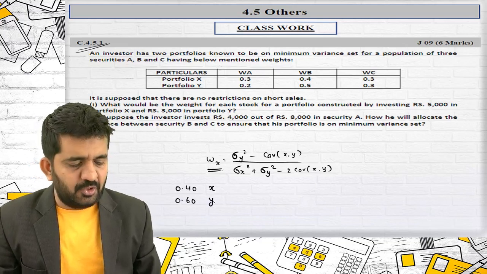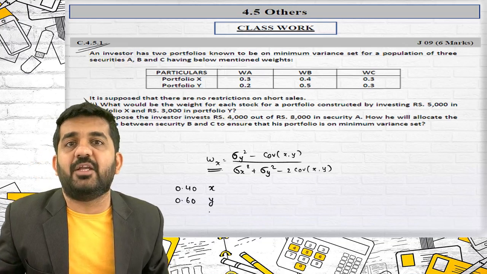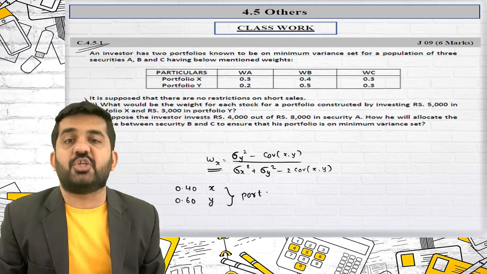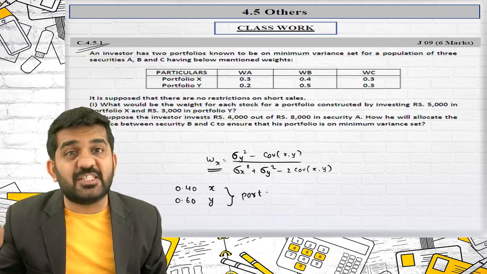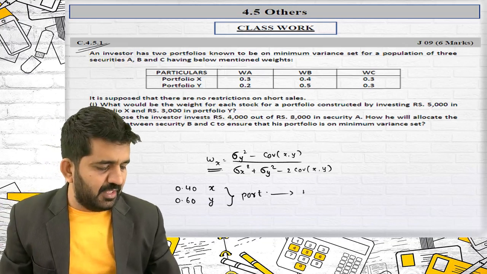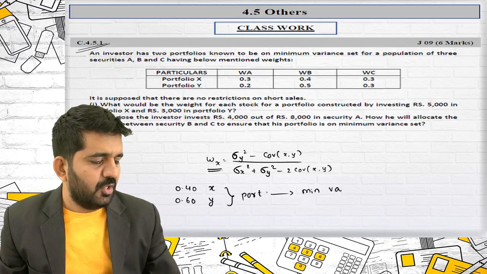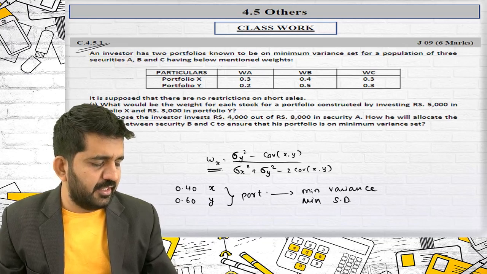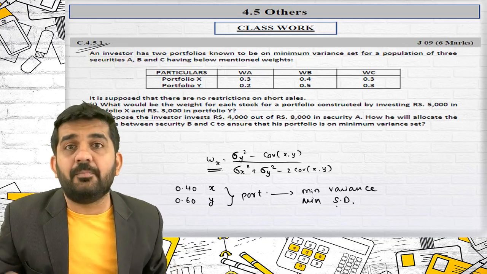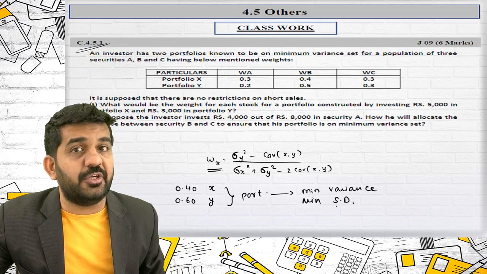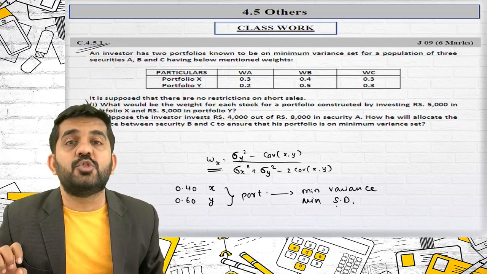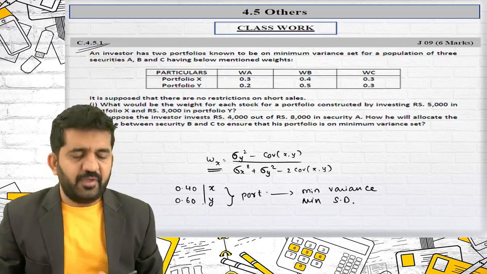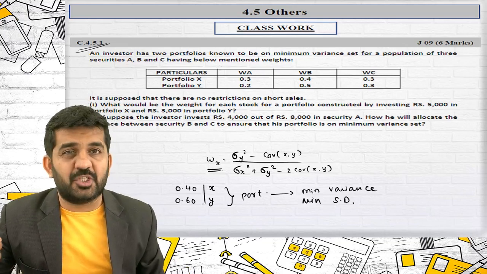This will be your weight for x and y in your portfolio, so that the portfolio created in such a manner will be having minimum variance or minimum standard deviation. With any other combination, you may increase your return, but you are not able to reduce your risk as compared to this particular portfolio having these particular weights. So this is the minimum risk portfolio.